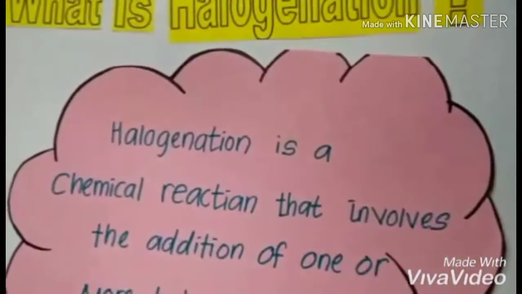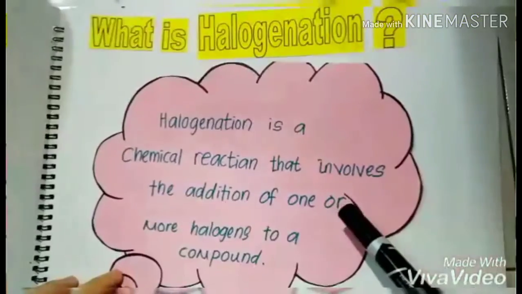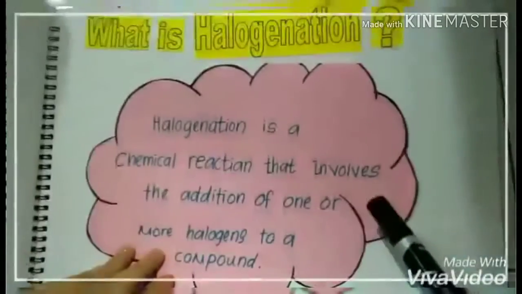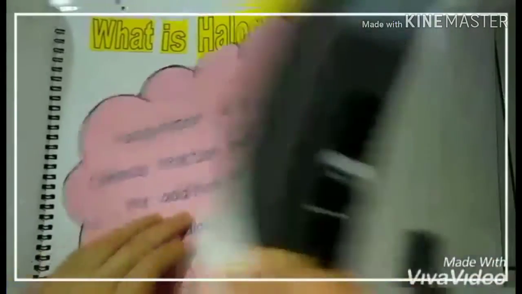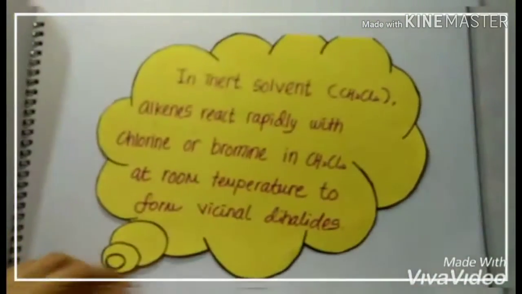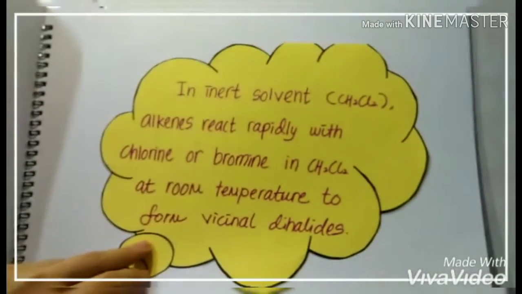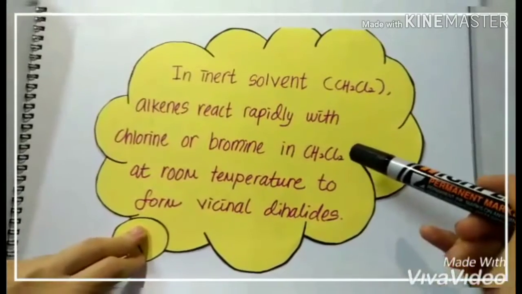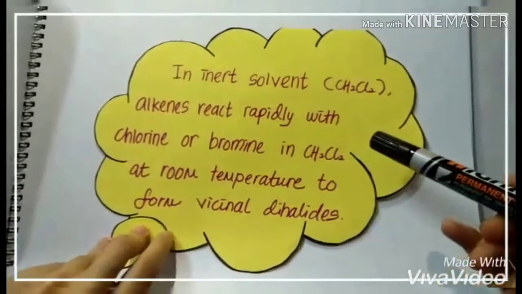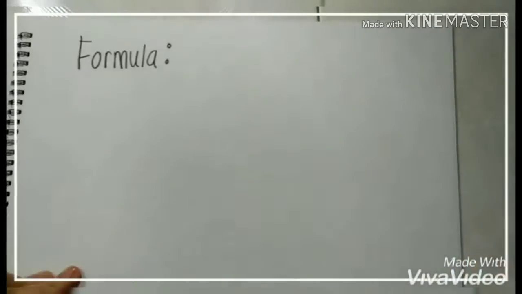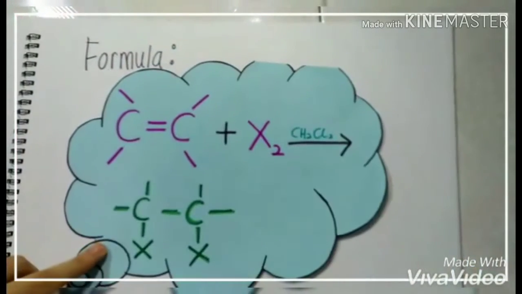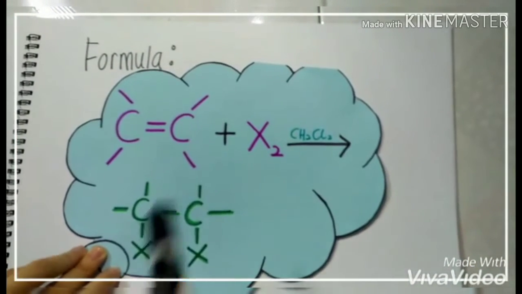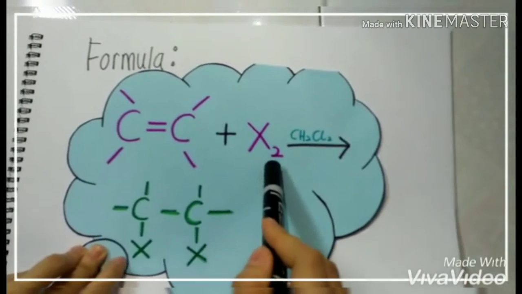Halogenation of alkenes. What is halogenation? Halogenation is a chemical reaction that involves the addition of one or more halogens to a compound. In inert solvent CH2Cl2, alkenes react rapidly with chlorine or bromine in CH2Cl2 at room temperature to form vicinal dihalides. So this is the formula of halogenation, in which X2 represents the halogen.